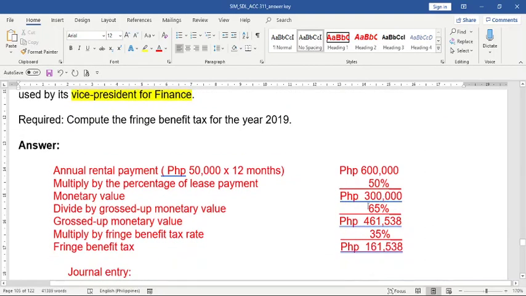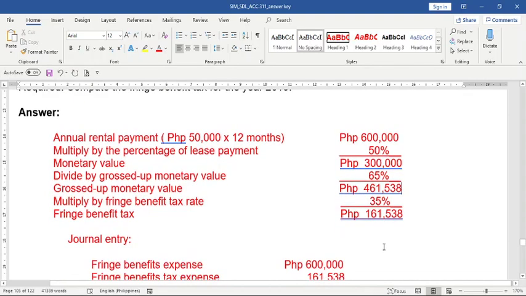And then, divide by the gross-up monetary value factor of 65%. So your gross-up monetary value now is 461,538. And then you will multiply it by the fringe benefit tax rate of 35%. So your fringe benefit tax is 161,538.